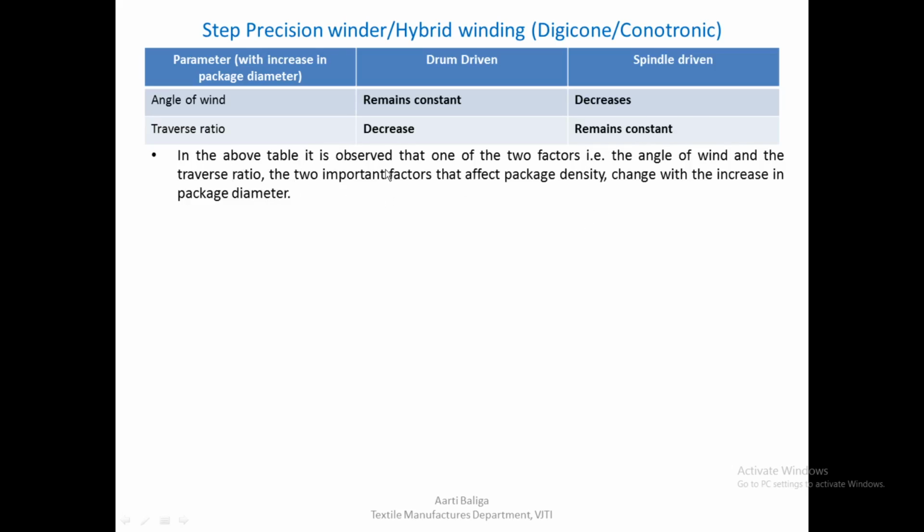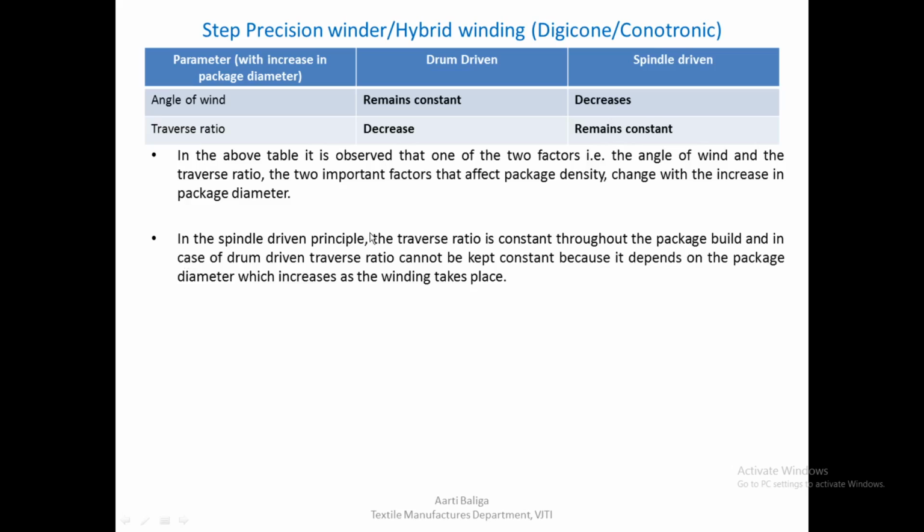In the above table, it is observed that one of the two factors, that is angle of wind and the traverse ratio, the two important factors that affect package density, change with the increase in package diameter. So in the spindle driven principle, the traverse ratio is constant, traverse ratio as we can see, which is given here, it remains constant throughout the package build. And in case of drum driven, the traverse ratio cannot be kept constant because it depends on the package diameter.